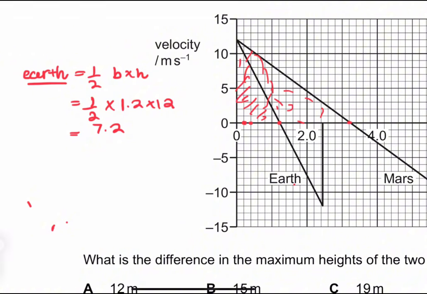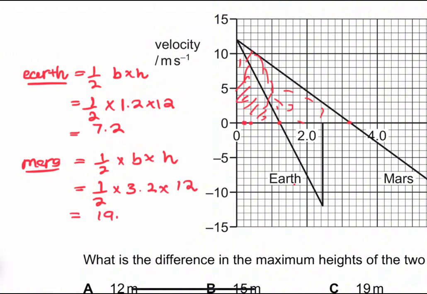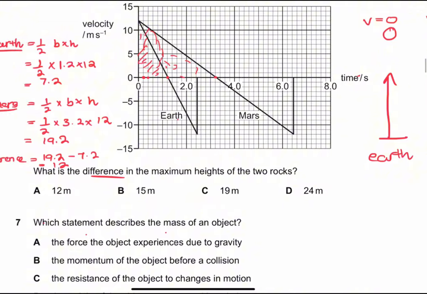So this is for Earth, and if we move to Mars, it's again half the base for Mars times the height. Half the base for Mars is 3.2, the height is actually 12. This gives you a total of 19.2. Therefore, the difference in these two heights will be your maximum height that has been reached. The question has asked for the difference, which would be 19.2 subtract 7.2. That gives me a total of 12. So my answer is going to be A.